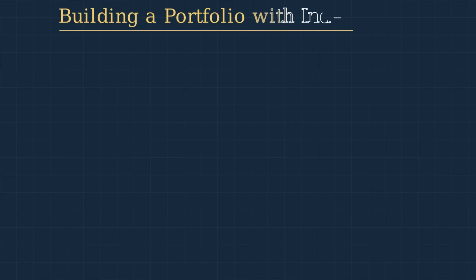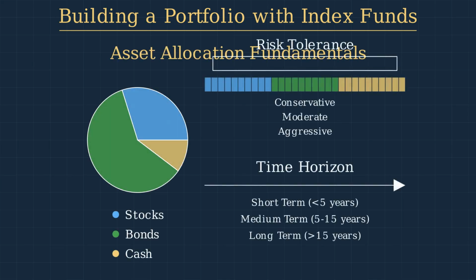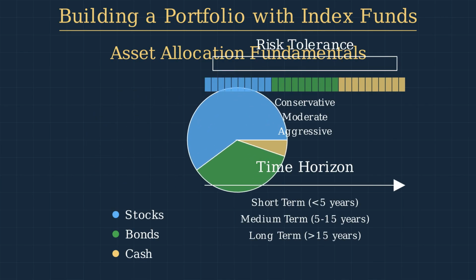Building a portfolio with index funds requires careful planning of your asset allocation. Asset allocation begins with determining your risk tolerance and time horizon. Conservative investors typically have more bonds and less stocks, while aggressive investors allocate more to stocks for potentially higher returns.